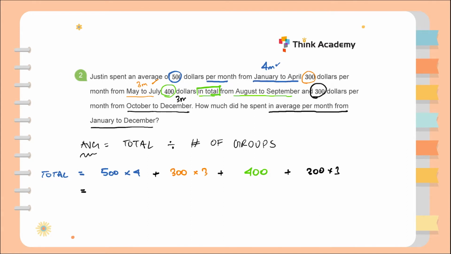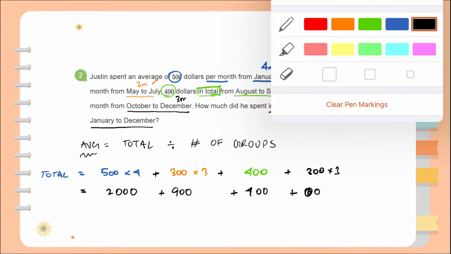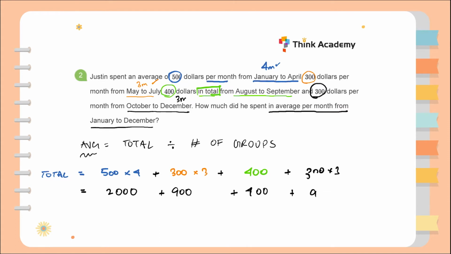So what do we do first? We have a 400 and another 900 over here. So in total, we have 900 plus 900, which is 1800, plus 400, 2200, plus 2000. Okay, let's check that again. 2,000 plus 1,800, 3,800 plus 400, 4,200. Okay, so that is our total spending.